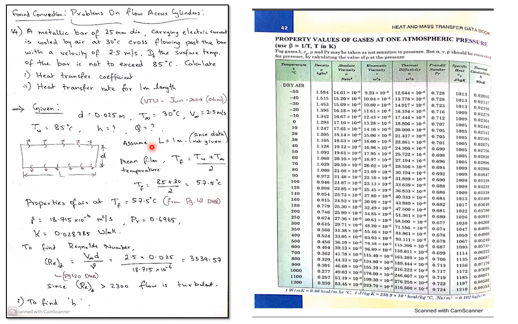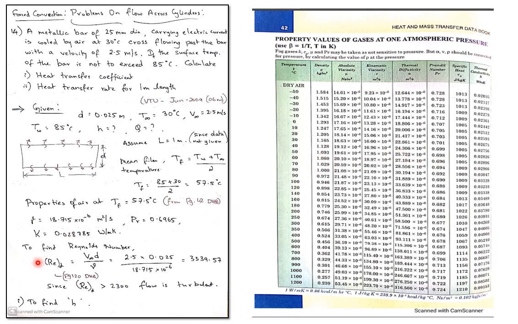So before that, we need to find the properties of the air with respect to the mean film temperature. Initially we need to calculate the mean film temperature, that is wall plus air temperature by 2, the average of those two, we get 57.5. Using the data handbook, page number 42, and the interpolation method, you can find the values of mu, Pr and k at 57.5 degrees Celsius.